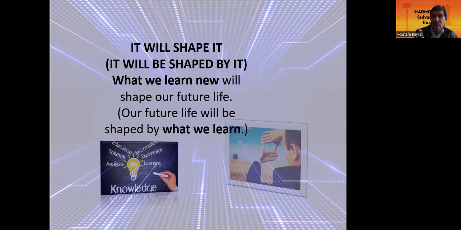I really advise you to produce sentences. Information will shape our future life. Learning, experience, yeah, learning, as you know, gerunds are also nouns. Learning will shape our life. Okay. Our life, or our future life, will be shaped by learning, by experience, by information, by education, by solutions, not by problems, but by solutions, by analysis, yes, by knowledge.